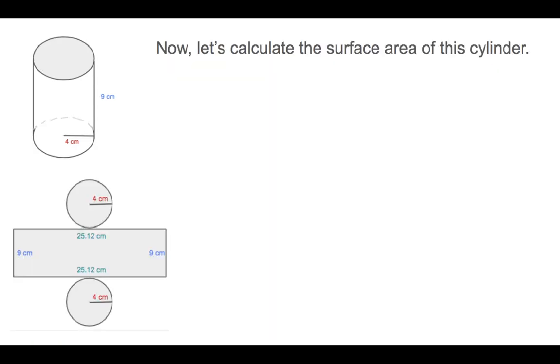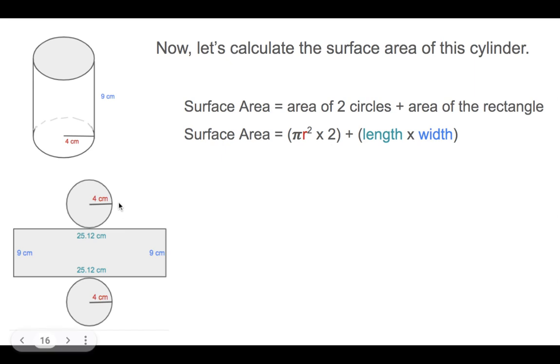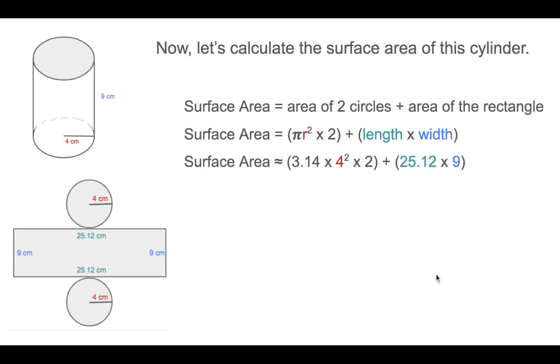So here we go. Now to find the surface area, remember I need to find the area of both circles, so 2 circles, and the area of my rectangle. So in order to find the area of the circles, I need to use pi r squared. And again, I'm multiplying it by 2 because there's 2 circles. And then to find the area of my rectangle, it's length multiplied by width.